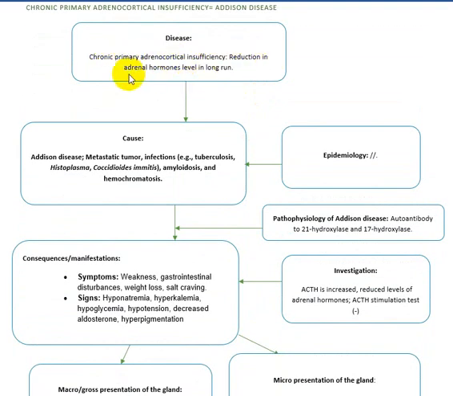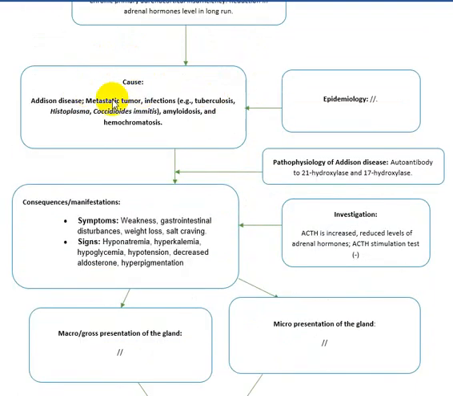Chronic primary insufficiency is a reduction of adrenal hormone levels in the long run. In Addison disease particularly, we have autoantibodies against 21-hydroxylase and 17-hydroxylase. 21-hydroxylase is important in the production of cortisol and mineralocorticoids, so you are not going to produce mineralocorticoids in Addison disease. And 17-hydroxylase is important in the production of androgens.